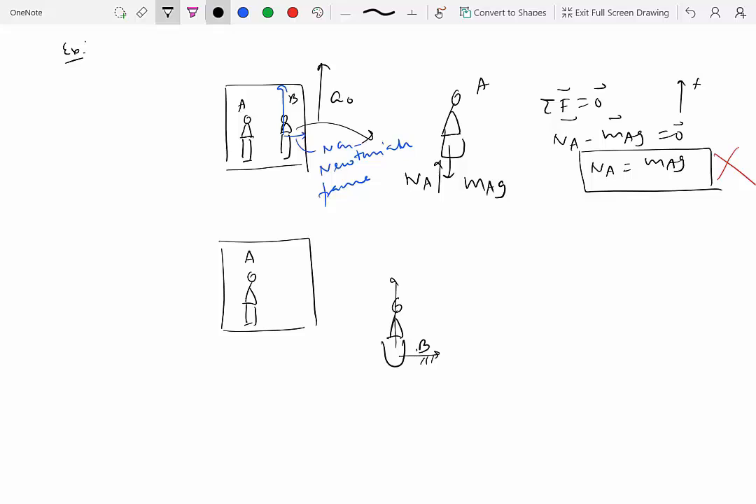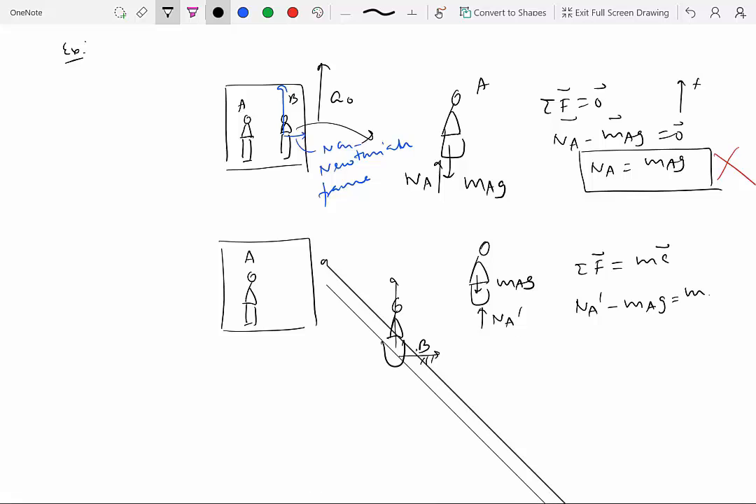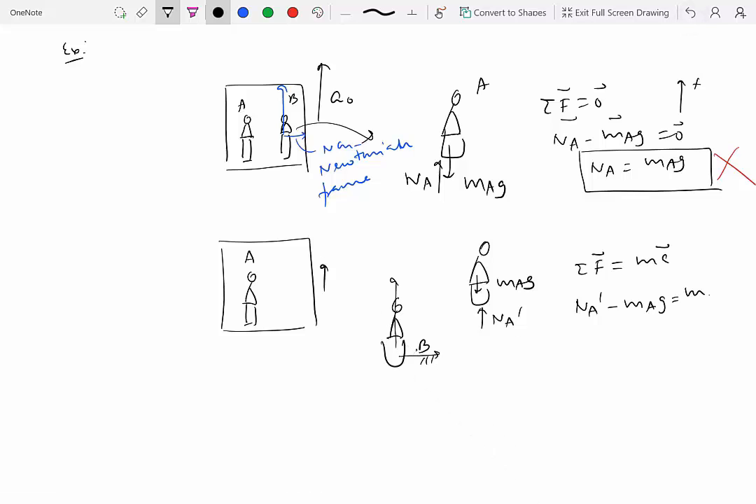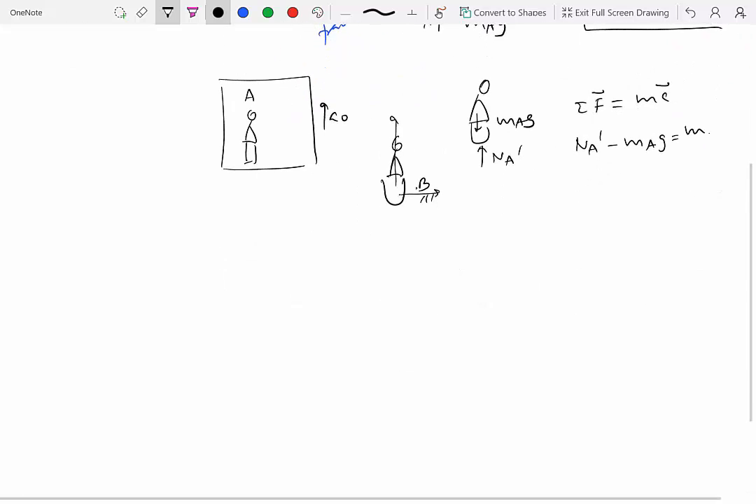And now he draws a free body diagram once again, which is not going to change, by the way. So we'll call it N_A prime. And of course, your weight is still the same because that's the gravitational pull from the center of the earth on you. And now he says sigma F is equal to m times acceleration. And we have forces on the left-hand side. On the right-hand side, we have m times acceleration. Now the acceleration of A will be the same as the acceleration of the elevator, because you're not moving with respect to the elevator. So this is mA times a0.